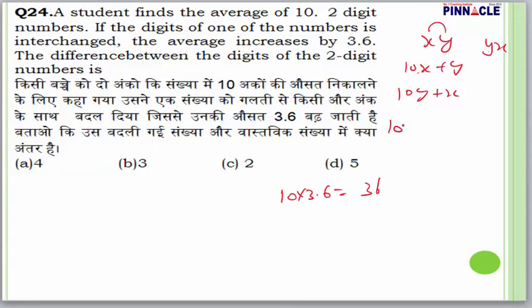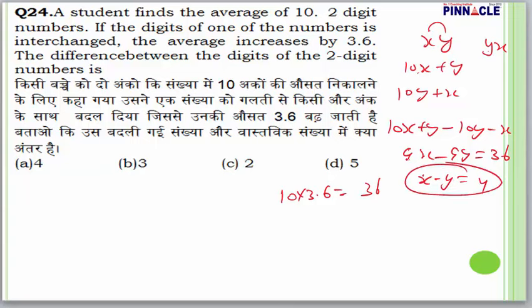Now 10x plus y minus 10y minus x, that is 9x minus 9y, is 36, or you can say x minus y would be 36 divided by 9, that is 4. 9 would be common here. The difference between the two digits would be equal to 4. Answer is A.